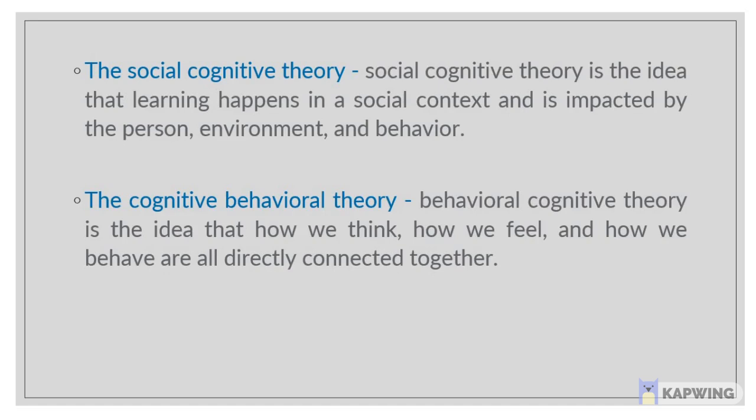So, in cognitive behavioral theory naman po, it is the idea that how we think, how we feel, and how we behave are all directly connected together. So, this means po na yung thoughts determine our feelings and behavior. So, for example po niyan, si student po is hindi po siya good at math. That it doesn't come naturally to them for some reason, that they are dumb.